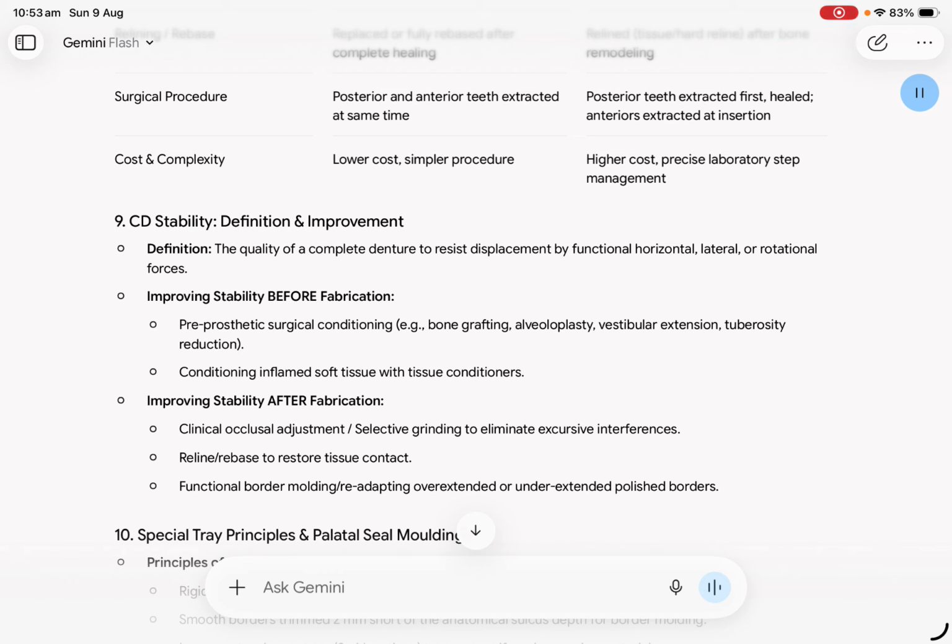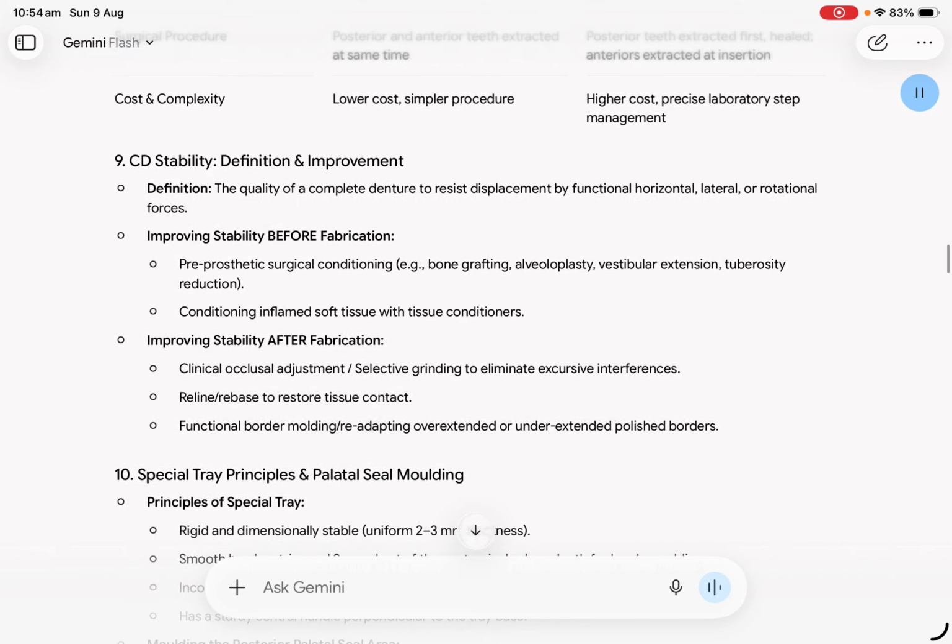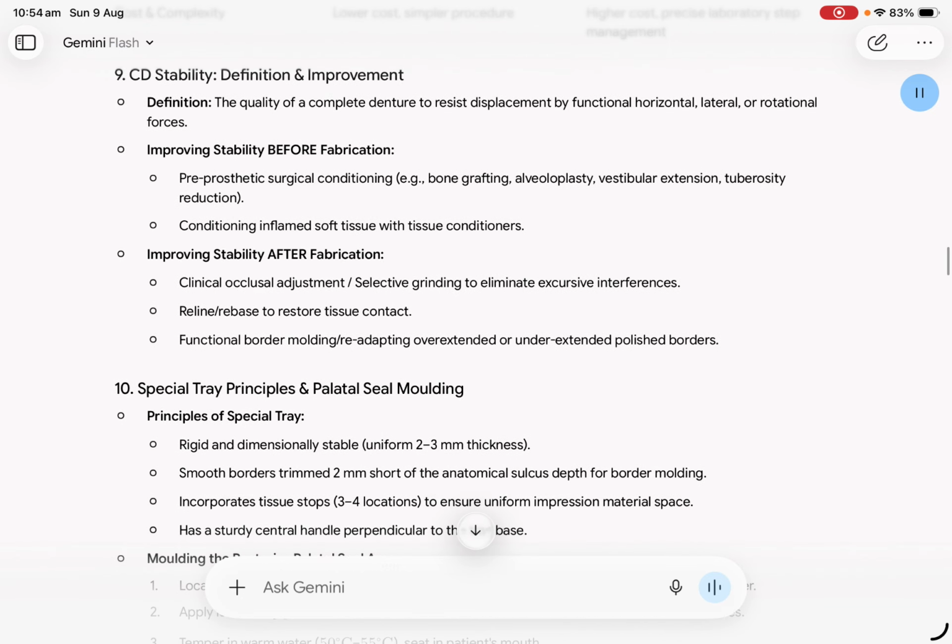Improving stability after fabrication. Clinical occlusal adjustment/selective grinding to eliminate excursive interferences. Reline/rebase to restore tissue contact. Functional border molding/readapting overextended or underextended polished borders.